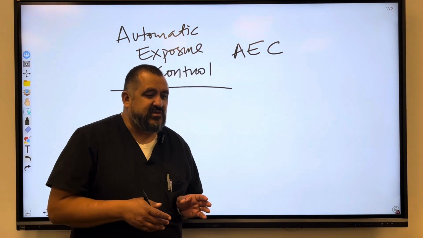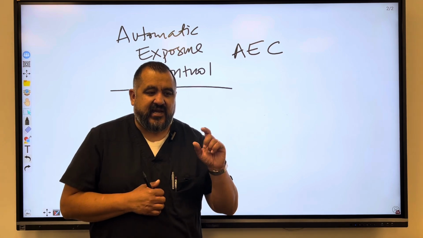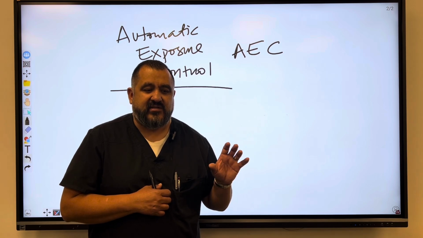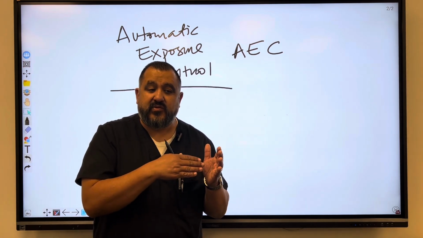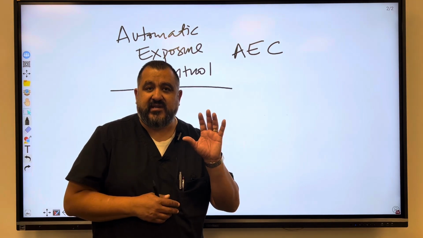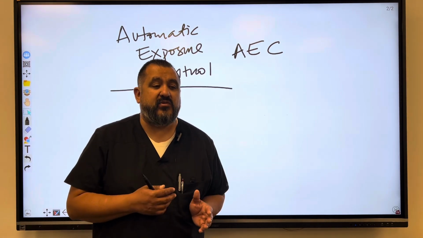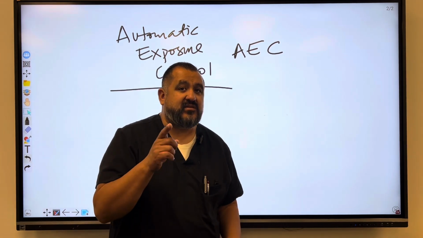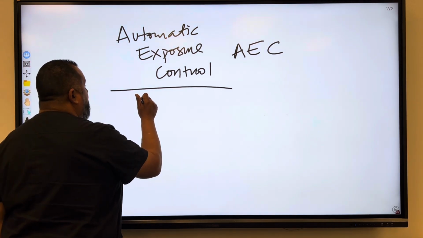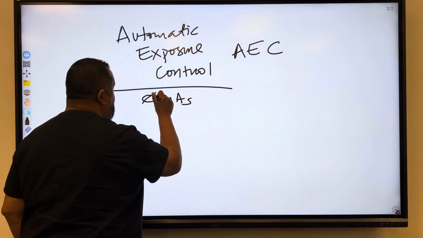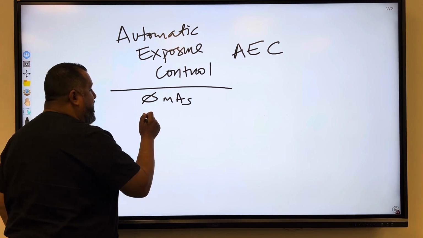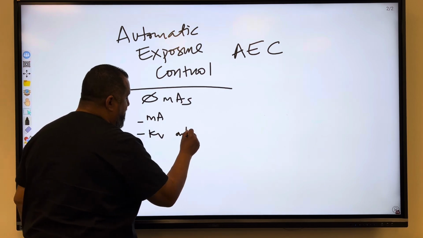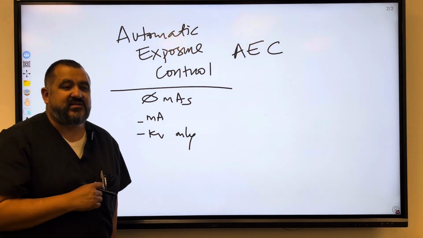Well, it's using technology by the detectors, not the detection system of the IR, but detectors that receive the signal as the signal goes through the part. And once these detectors become saturated with energy, it terminates exposure. So one thing about AEC, as a tech, you lose the ability to select mAs. As a radiographer, you no longer can select the mAs. Why? Because with AEC systems, the only thing that you can set is mA and kV. I'm going to put that here, only. So again, you lose the ability to select the mAs.